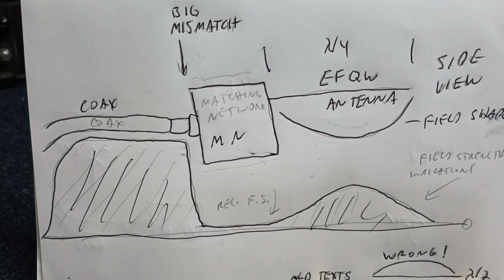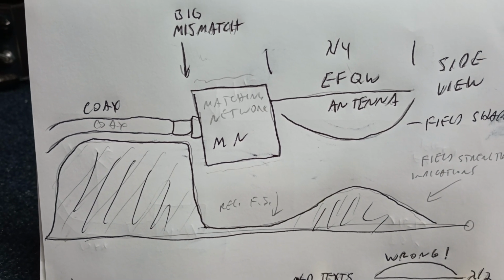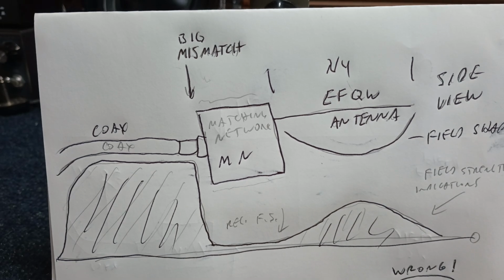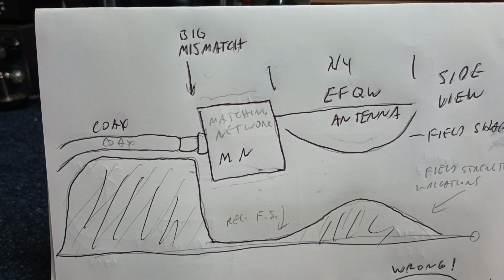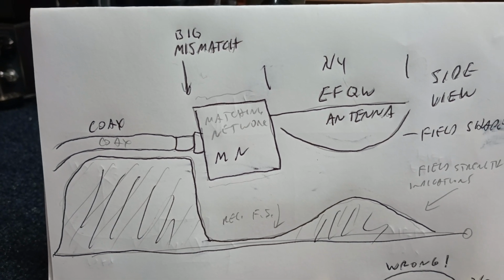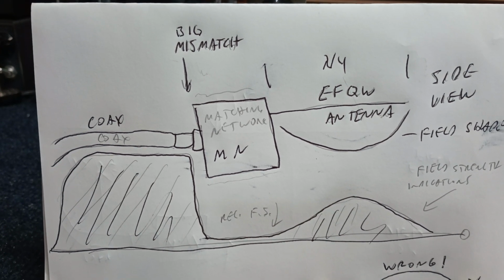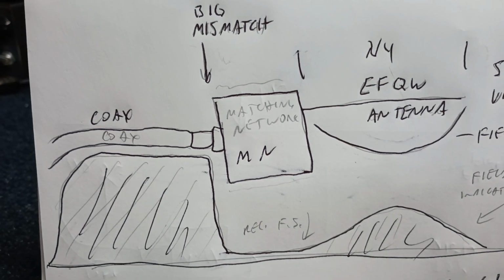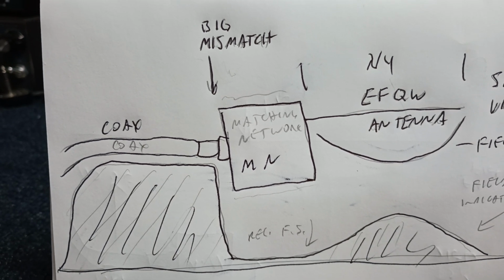And the point of these tests in this diagram was field strength measurements between the coax around the network and the antenna wire. And this shows some real interesting things. Firstly, there was a significant mismatch between the coax and the matching network. I would guess about 2-to-1.